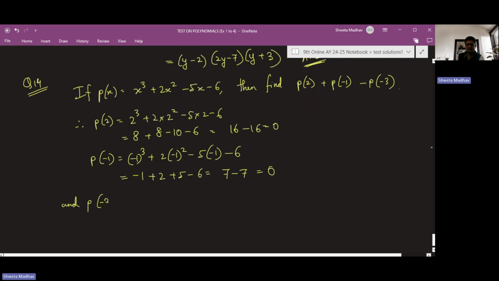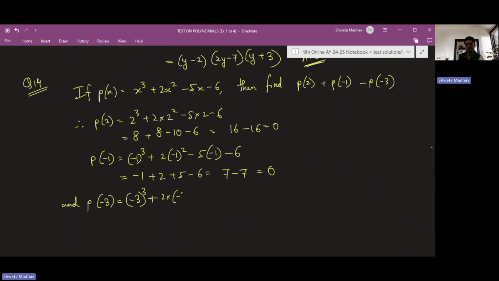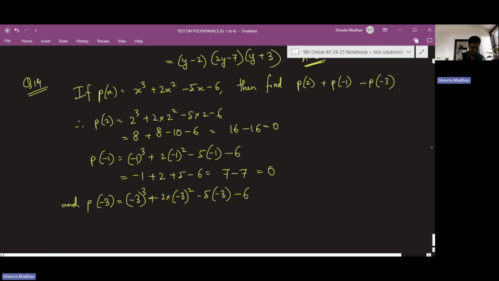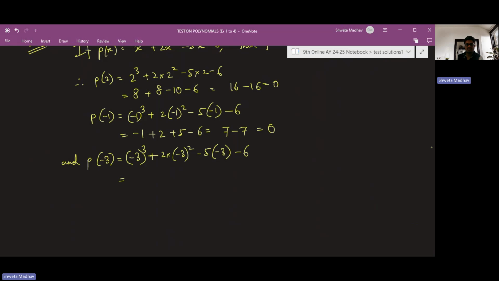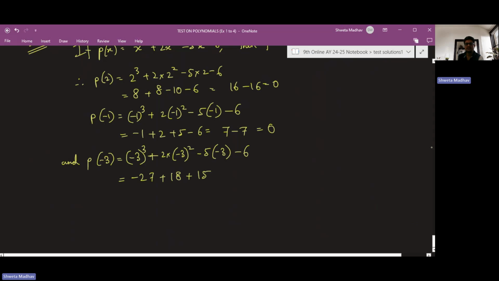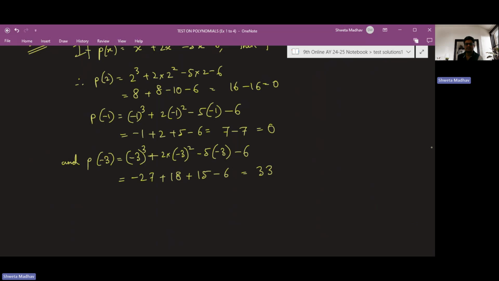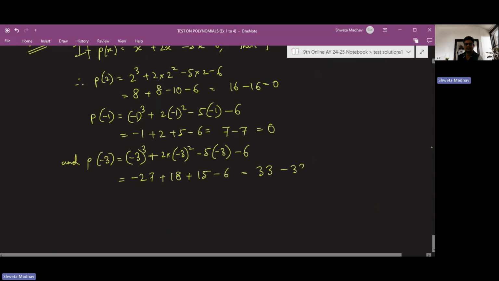And then p of minus 3 would be equal to minus 3 whole cube plus 2 into minus 3 whole square minus 5 into minus 3 minus 6. So this will be equal to minus 27 plus 18 plus 15 minus 6. So 15 plus 18 is 33, and minus 27 minus 6 is minus 33. So this will be equal to 0.